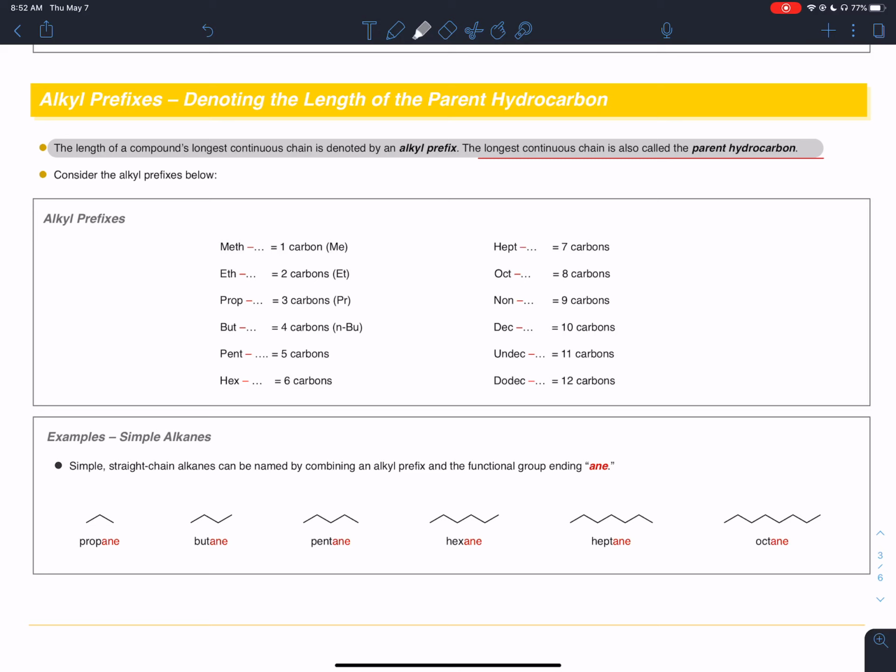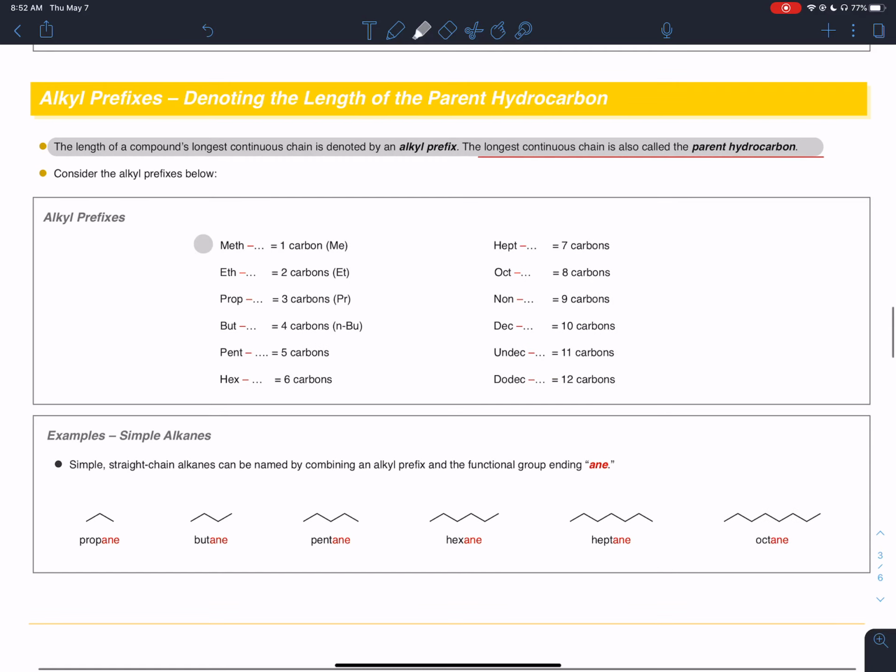Now, professors generally don't make you go above 12 carbons when you're doing IUPAC nomenclature. If your professor wants you to know up to 16 or 20 or however many they want you to know, just look online. You can find lists of those alkyl prefixes. But in general, you should just be going from 1 to 10 would be my guess. That is the general rule.